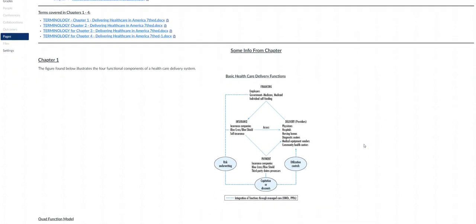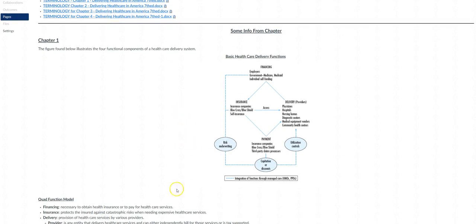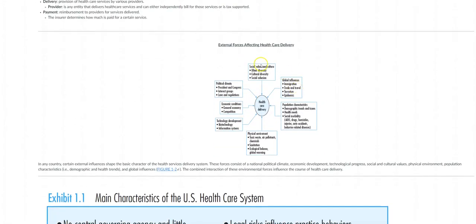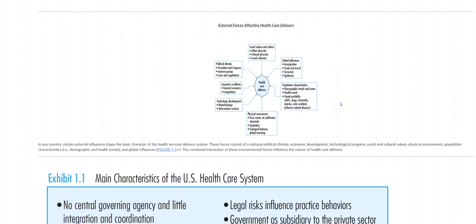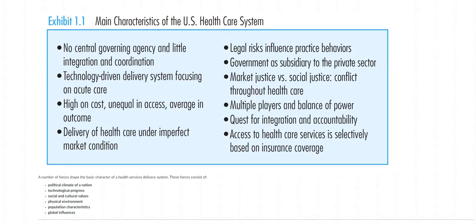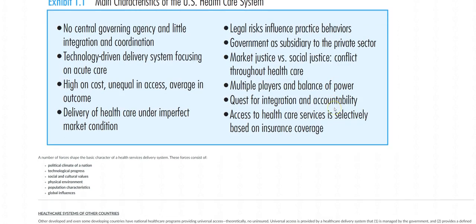Here are the files for you to download. And let me scroll a little further down. So here we have for chapter 1, the quad function model. So just the basic healthcare delivery functions. Below that is the external forces affecting healthcare delivery. And then below that is a list of the main characteristics of the U.S. healthcare system.